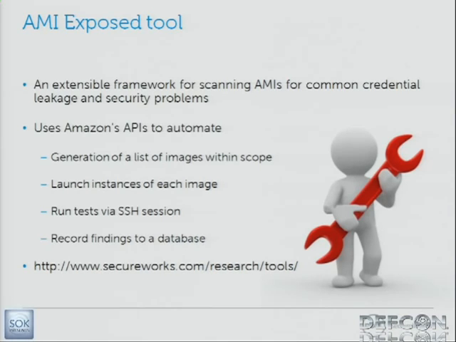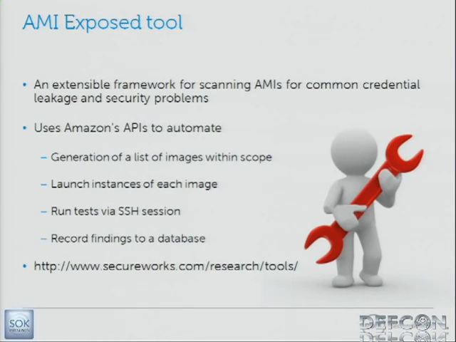At its heart, it uses Amazon's API to automate the retrieval of a list of images, defining the scope of your tests. I'd imagine common use cases would be testing all images that I own, maybe before I make them public if I'm planning to do that. As a penetration tester, you might be interested in testing all images that are owned by a specific client, to see if you can find any of their credentials being stored publicly. Once the scope's generated, we iterate through all the images, launch an instance, run tests over SSH, and record findings to a database.